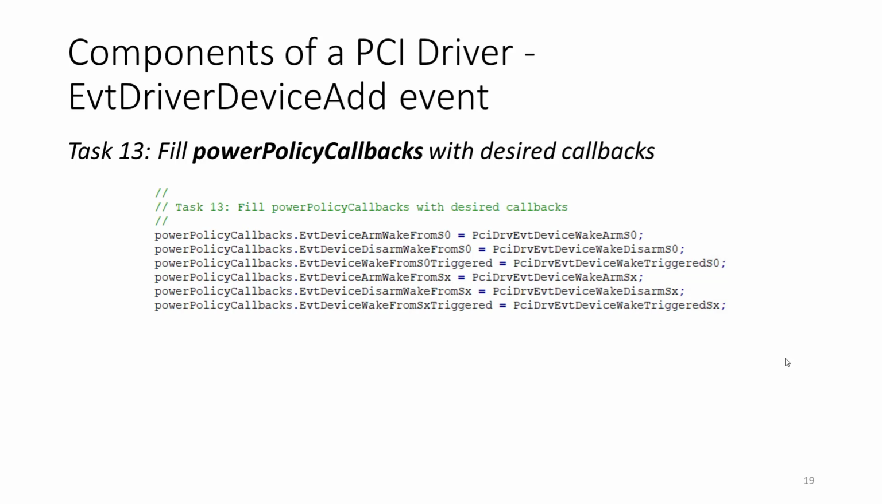As you can see in the code example, the powerPolicyCallbacks structure has multiple event members. Among these members, we have arm wake from S0, disarm wake from S0, wake from S0 triggered, and so on. I will explain these events in the coming videos. Please don't panic if you don't grasp their meanings.